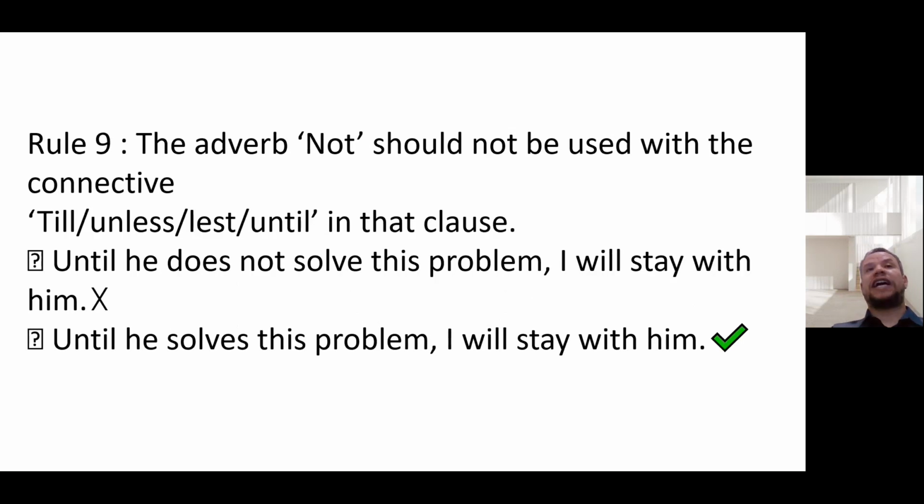Rule number 9, the adverb not should not be used with the connective till. With till, don't use not. No negative with the word till, or unless, or until. Again, until, unless, till, don't use not, because unless means negative.